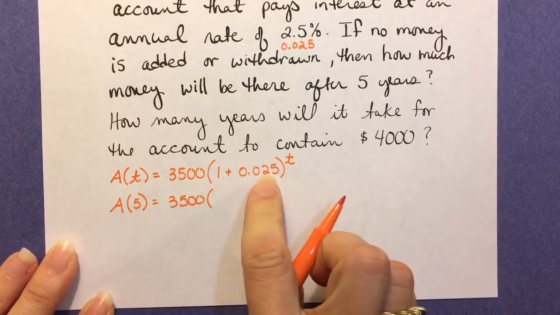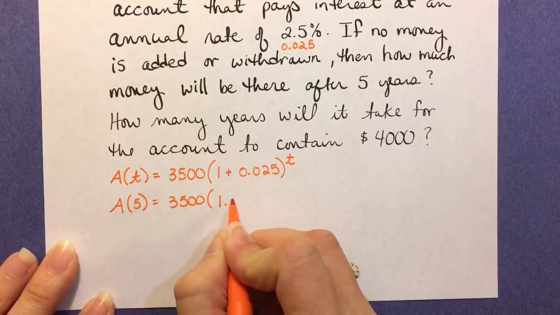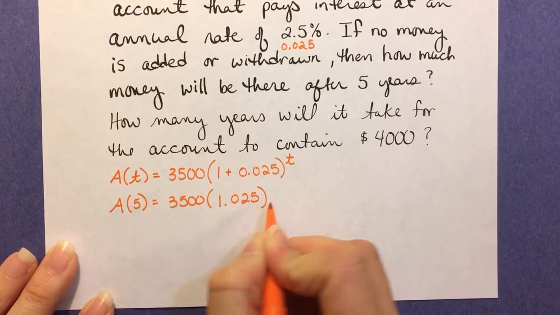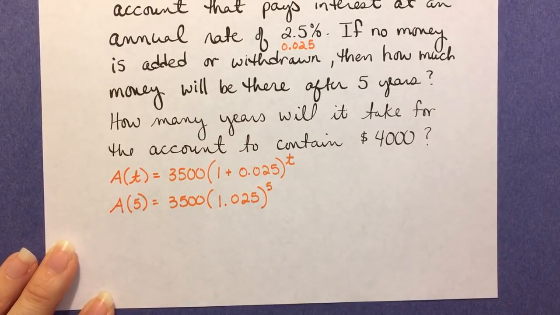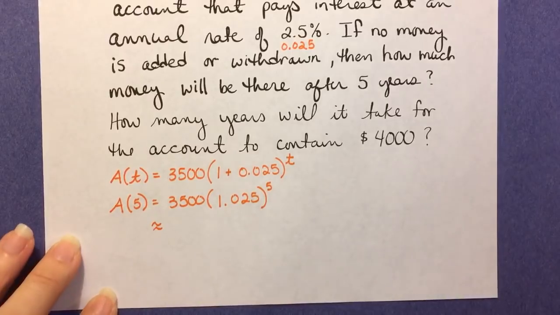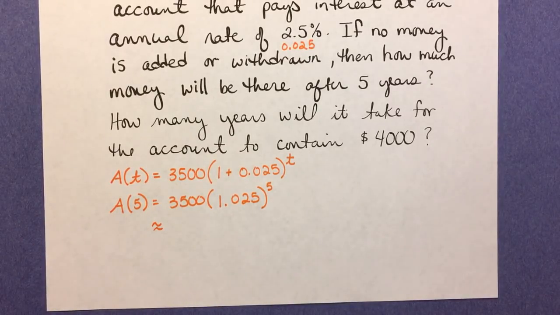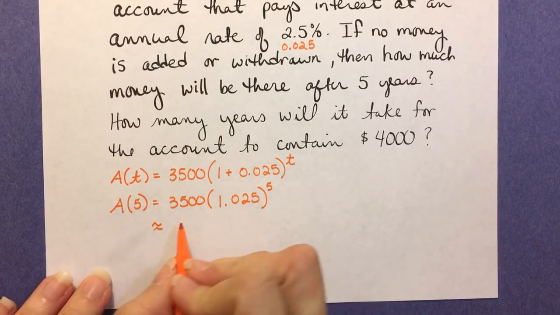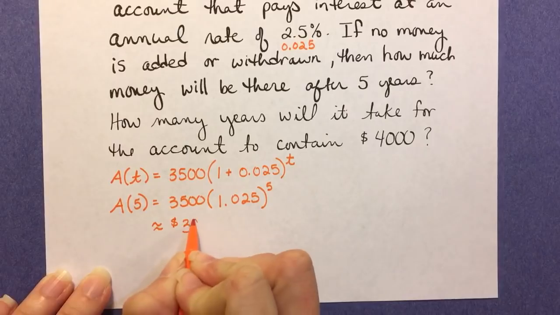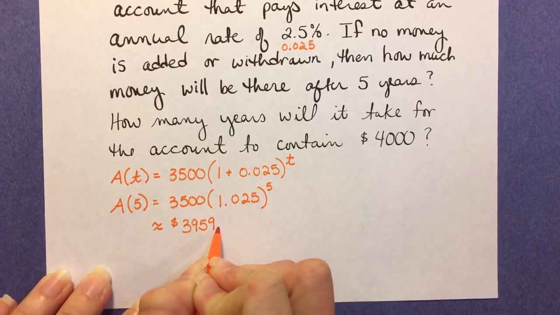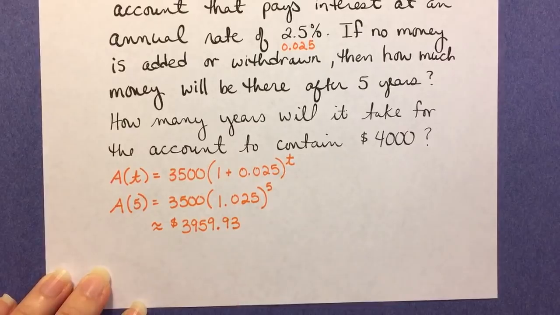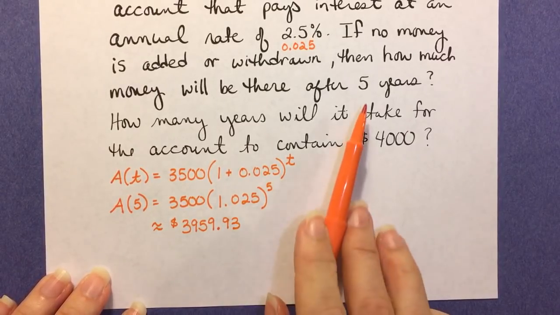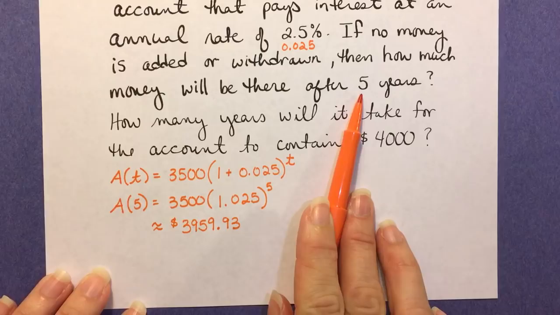Now you can just simply go ahead and add this together. Of course, it being 1 plus makes that real easy to add. And now you're going to raise this to the 5th power. Okay, so put this in your calculator. And you should get, of course, this is dealing with money, so I'm going to round it to 2 decimal places, $3,959.93. Okay, so that actually answers this first question that you were asked.